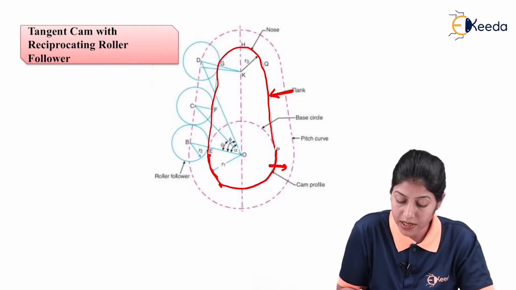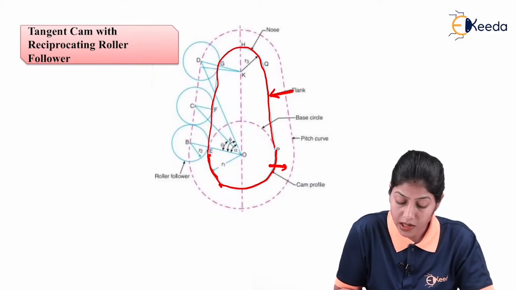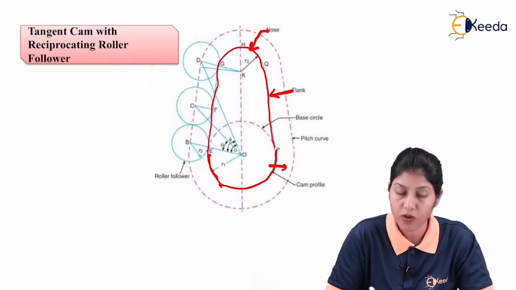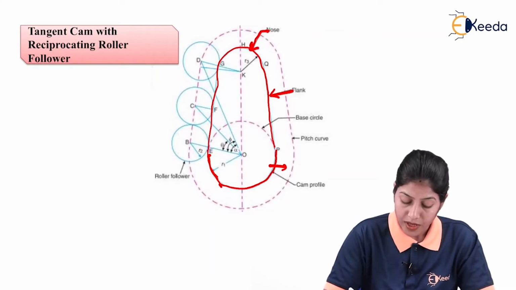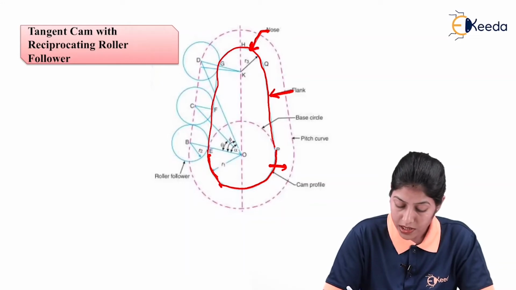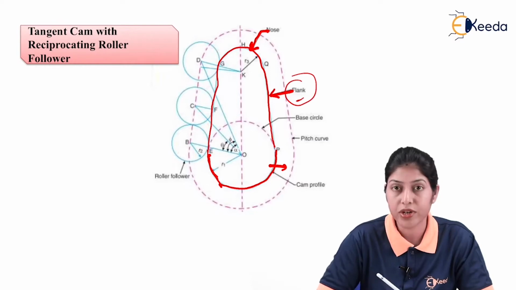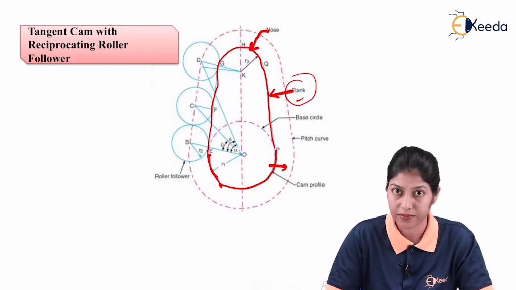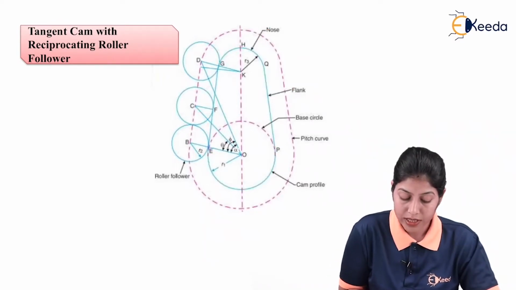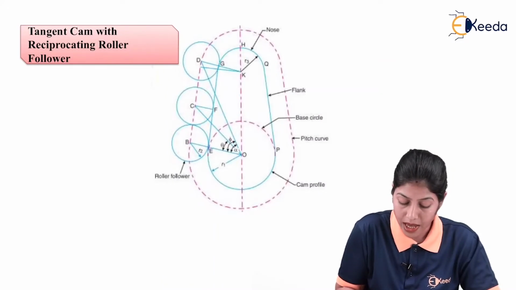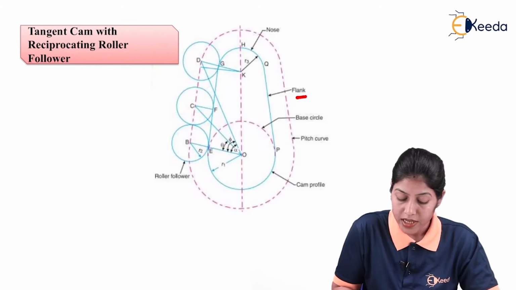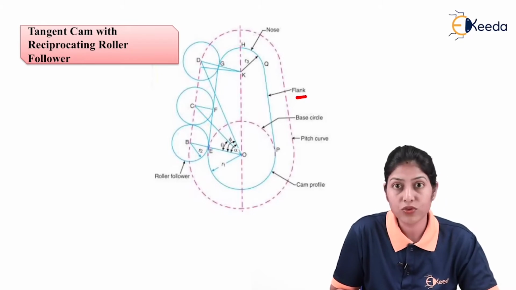The bigger circle is called the base circle, or in the form of base circle we can define this bigger curve, and the smaller curve we define in the form of nose circle. The lines which are joining these two curved surfaces are called the flanks. These are the straight surfaces or straight lines. As I said, the tangent cam has straight surfaces called flanks, which are straight and tangential to the base circle.